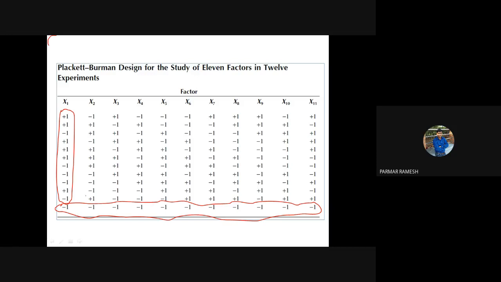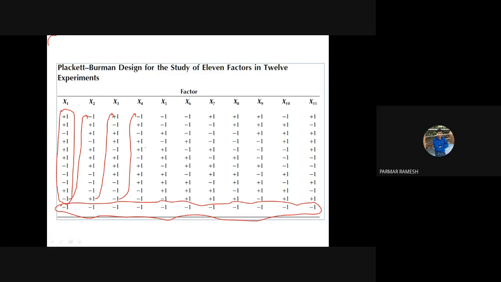Now, what you need to do is shift the last sign of the first factor x1 to the first place over here, and the rest of the signs will move downwards. Similarly, for constructing x3, just place this plus 1 at the top place, the rest will move downwards, and so on. So you need to repeat the same thing. Clear?